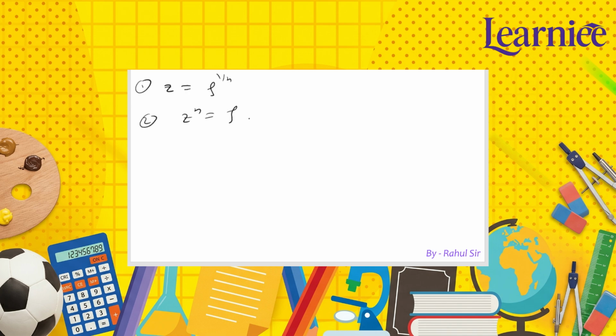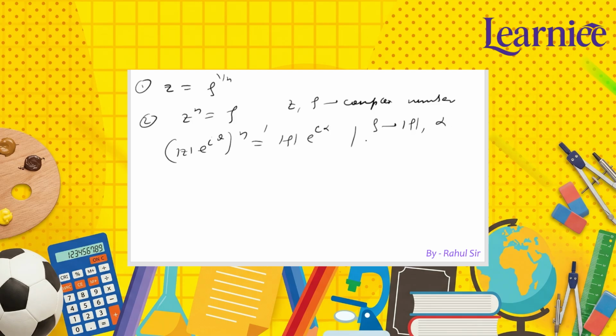See, z and rho both are complex numbers. So we convert them into, let's say, Euler form. So this is the modulus of z, e to the power i theta, to the power n, and rho also converts into Euler form, that is the modulus of rho, e to the power i alpha. Clearly for rho the modulus is rho and the argument is alpha, and for z the modulus is mod z and the argument is theta. Both are complex numbers.